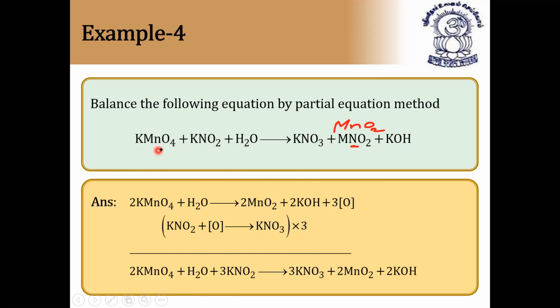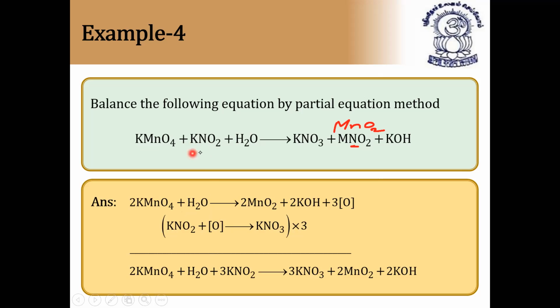In acidic medium, potassium permanganate releases how many nascent oxygens? 5 nascent oxygens. In basic medium, potassium permanganate releases how many nascent oxygens? 1 nascent oxygen. So from that only we can find the remaining answer easily. I hope it is clear. Whatever nascent oxygen is formed will combine with the reactant. So what is the reactant here?